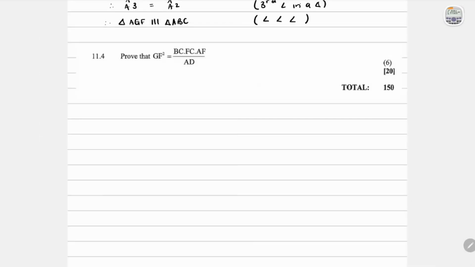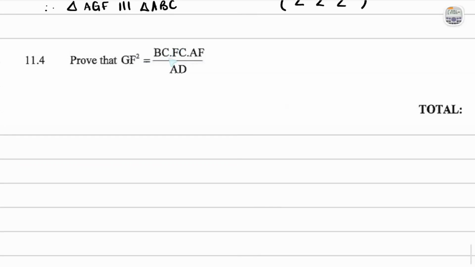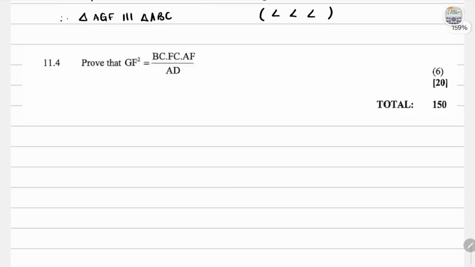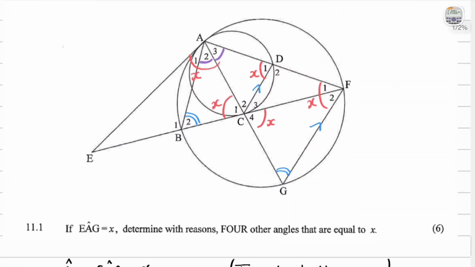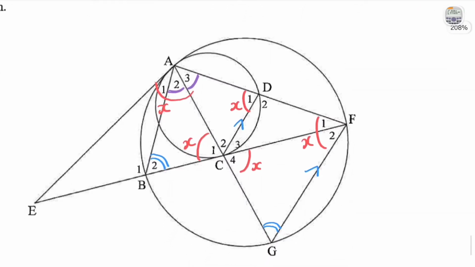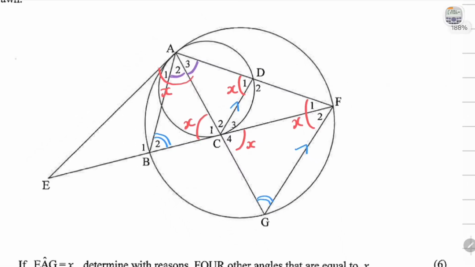Question 11.4 says, prove that GF squared is equal to BC times FC. So when you see these kind of things, we're going to have to find out where these lines are coming from. So let's get our diagram and make sure to update it. I've already updated this diagram. So you see that these two are equal. We have all the x's that are equal there. And these two angles, A2 and A3, are equal.